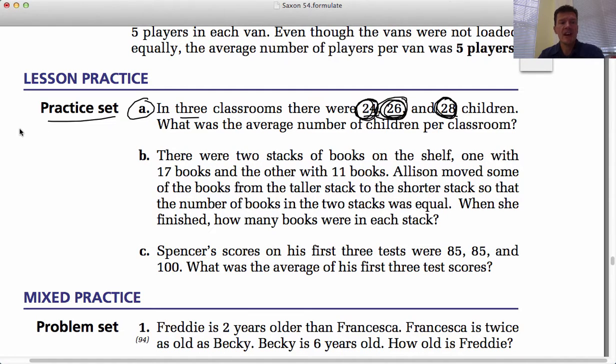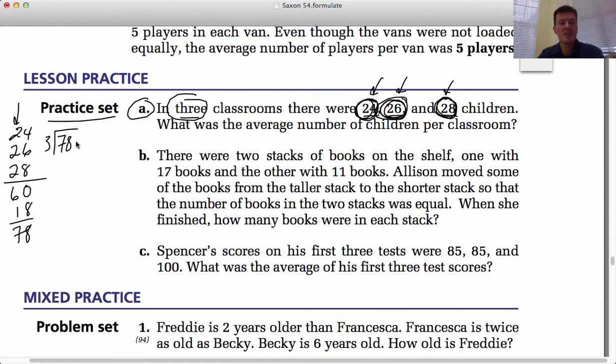You're going to add all these up, 24, 26, and 28. I'm going to add the tens, 2, 4, 6, so that's 60, and then I'm going to add the units, 6 and 4 is 10, and 8 is 18, so I get 78. And then I'm going to take 78 and divide by 3, because there are 3 different classrooms.